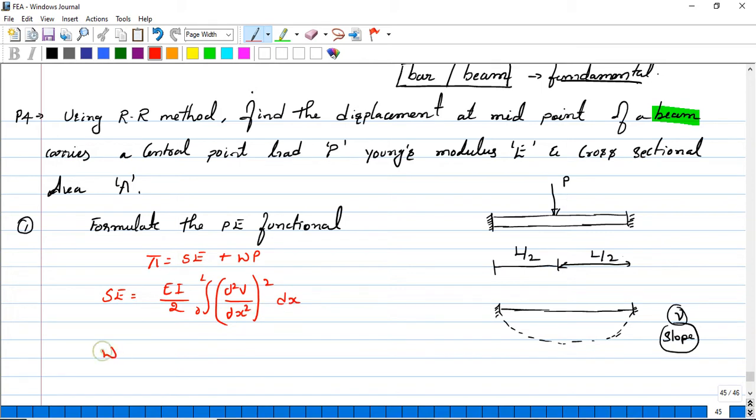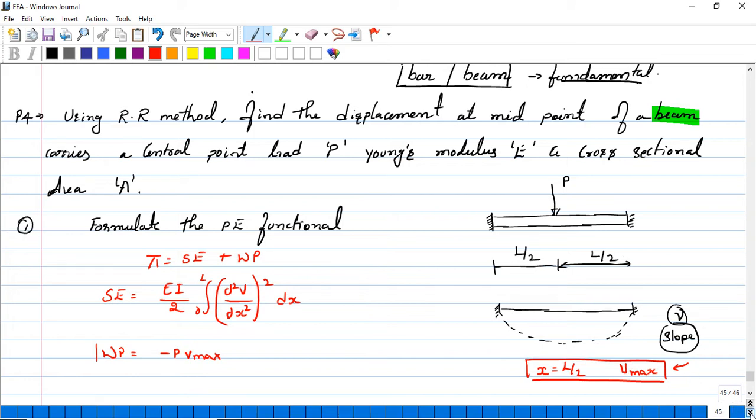So this is given by strain energy. What is work potential? Work potential is given by minus P into V max. What is this V max? V max is nothing but the maximum displacement, wherever it will happen. For this particular problem, the maximum displacement is at the center, so when x is equal to L by 2, we get V max. You should understand that. Let us take this condition at the end, while substituting in pi equal to strain energy plus work potential. So this formulation is done.